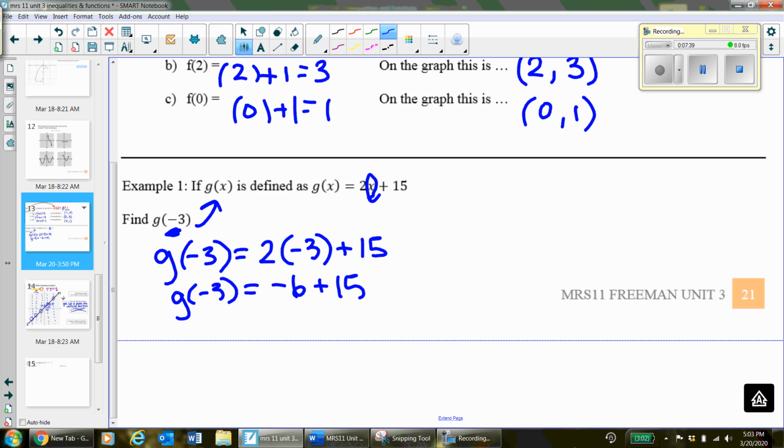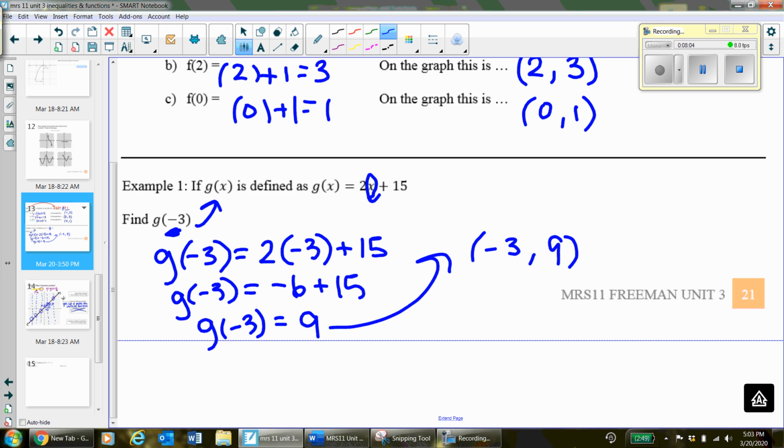Remember, when you're adding two numbers with different signs, you're really just subtracting and you take the sign of the larger number. So the larger number is positive. So I'm going to end up with a positive 9 because 15 minus 6 is 9. Okay? So g of negative 3 equals 9. If I were to look for this on a graph, the point would be (-3, 9). Okay?